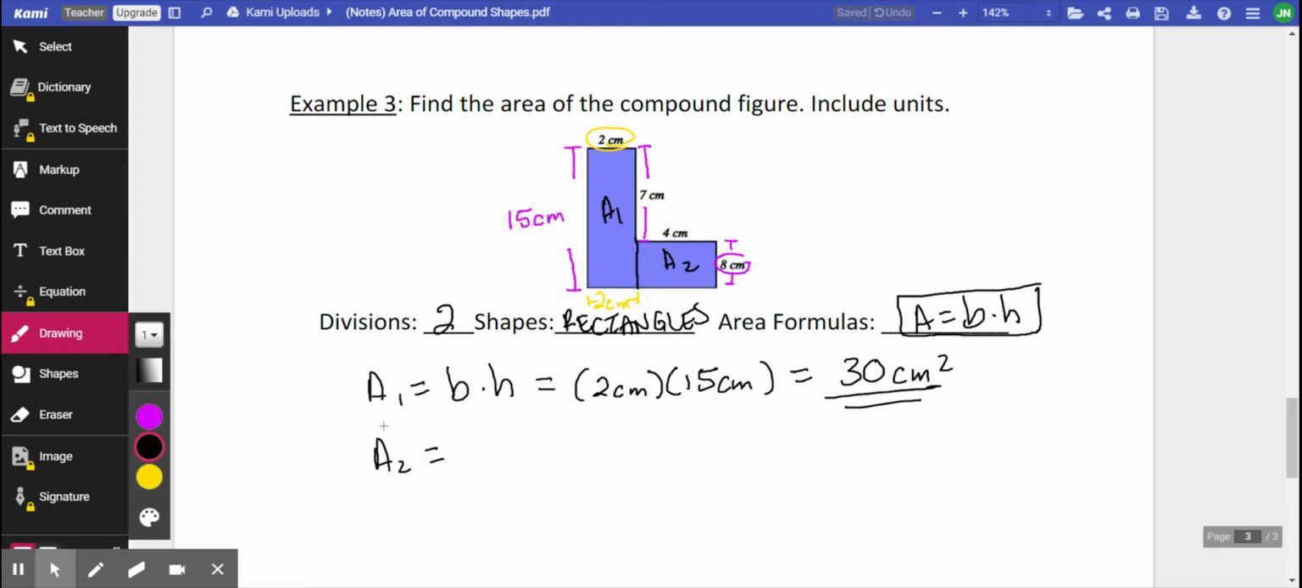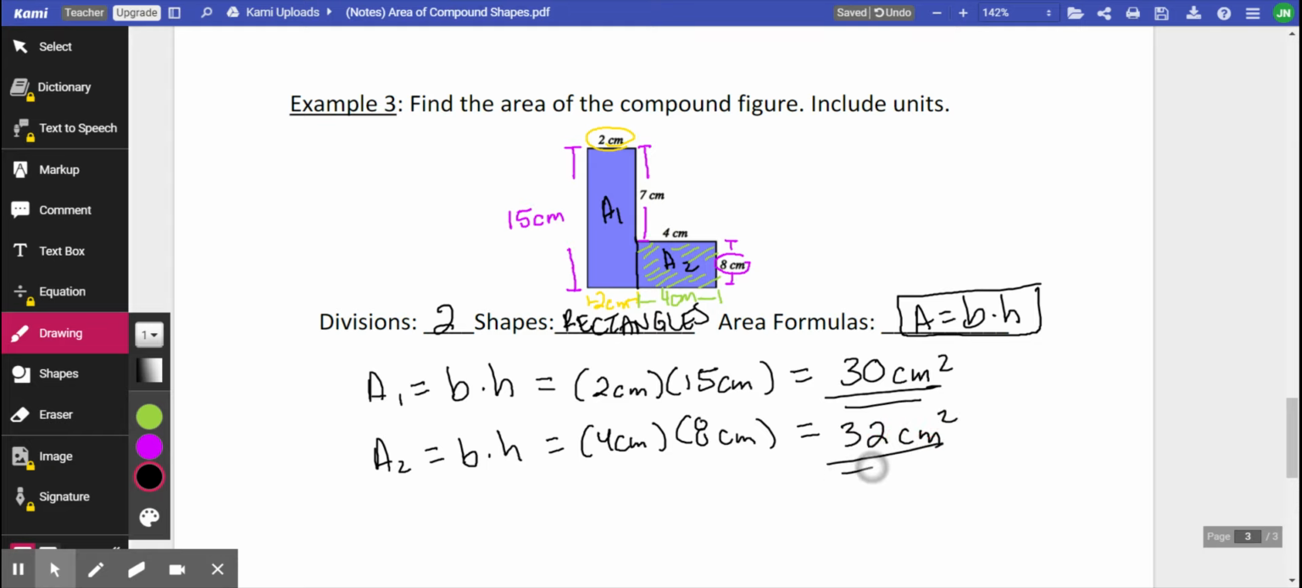Area 2 is equal to the base and the height also. This one's a little easier to understand because the base and the height are already there ready to go for you, right, for this triangle. So as you can see, the base is 4 centimeters. Same thing as the bottom as it is the top, right? And the height is 8 centimeters. That's on the right-hand side. So B multiplied by H, that's equal to 4 centimeters multiplied by 8 centimeters. And the final answer will be 32 centimeters squared.